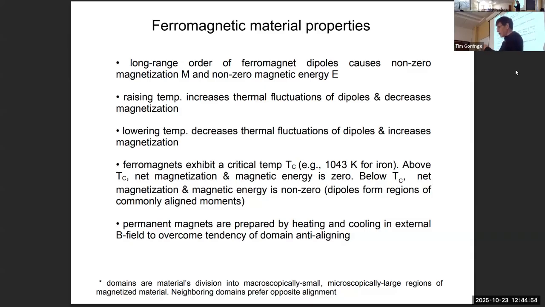Within a domain or region of a ferromagnet, the atomic or molecular dipole moments tend to line up with one another. And then between neighboring domains or regions, those domains tend to anti-align with one another.